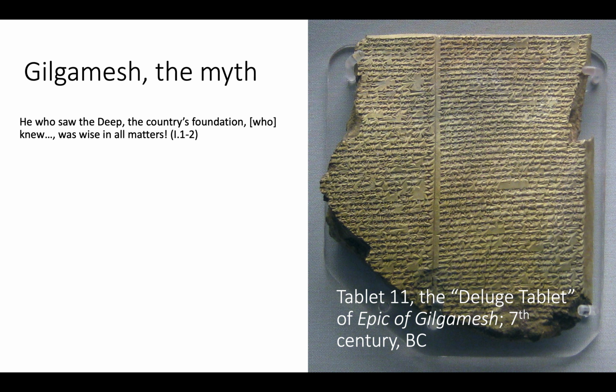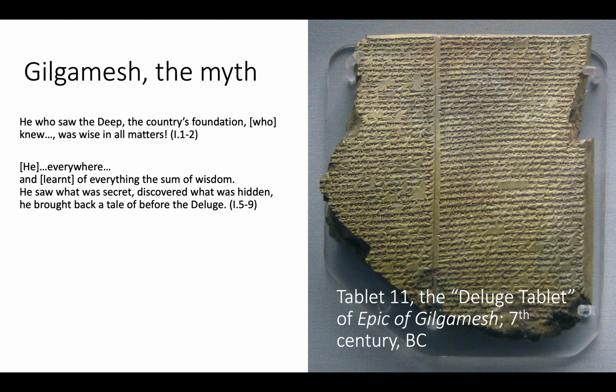So he's the man who saw the deep, the country's foundation, who knew, was wise in all matters. This is a guy who is all-knowing, wise in all matters. He saw the foundation of the country, so it seems like he's the first man in some ways. It goes on: he went everywhere and learnt of everything the sum of wisdom. He saw what was secret, discovered what was hidden. He brought back a tale of before the deluge.